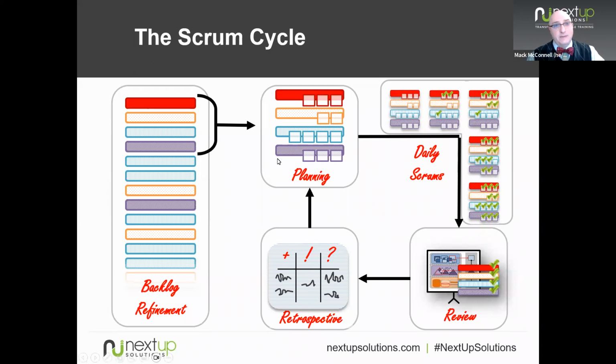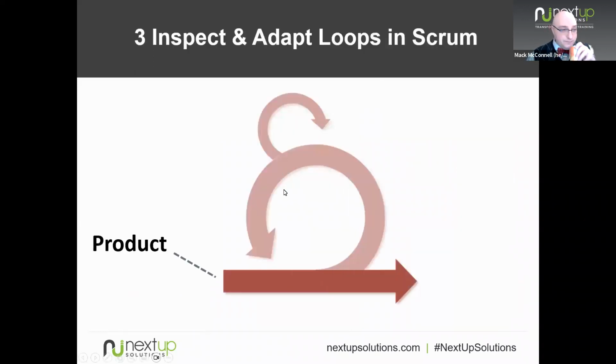In terms of the 3 inspect and adapt loops themselves, here's what they are. And if you've ever seen this symbol, by the way, for Scrum and wondered what it meant, this line and these 2 loops that curve back on each other, it's actually a representation of the 3 loops. We have an overarching product direction. So that's one loop, the inspect and adapt loop around product.